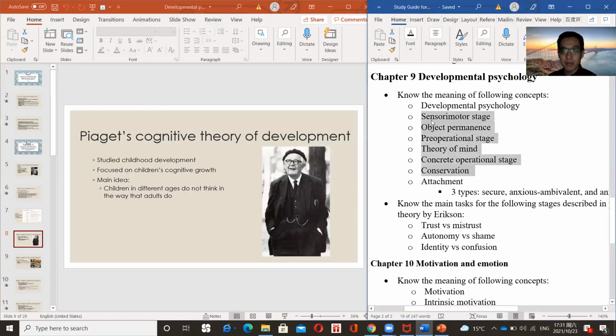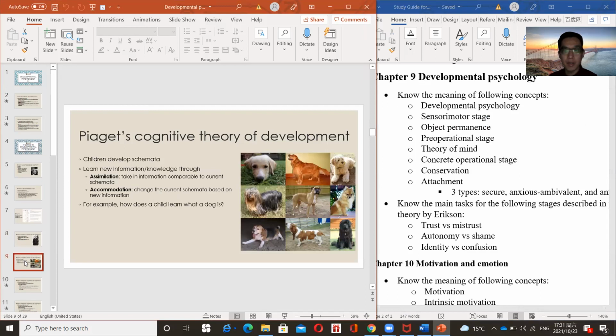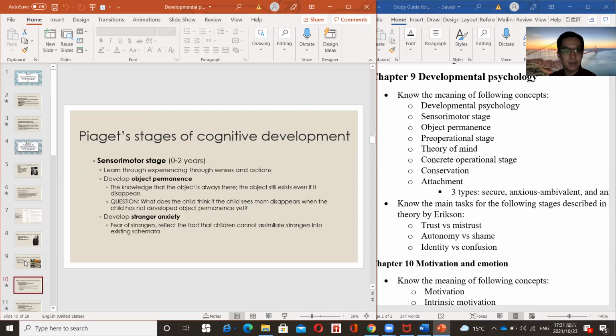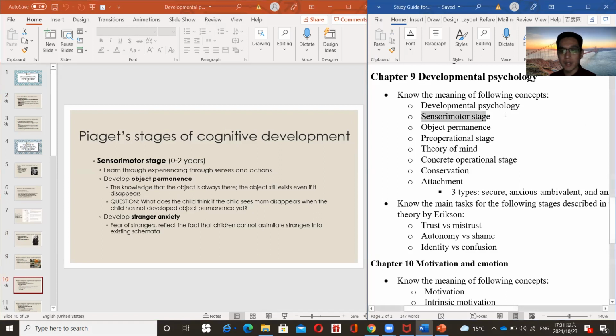So there's a sensory motor stage and a pre-operational stage. There are 4 stages in this theory. The first one is called the sensory motor stage. So we need to know what is in the sensory motor stage. When is sensory motor stage? That is from 0 to 2 years old.